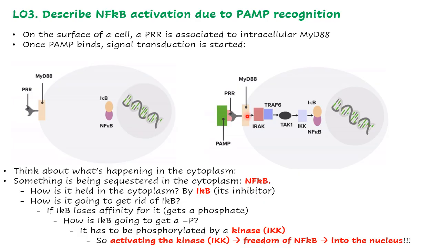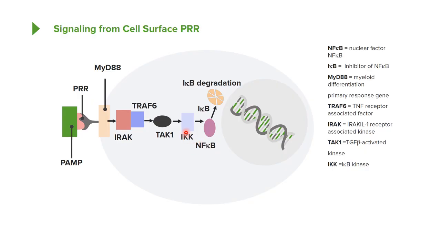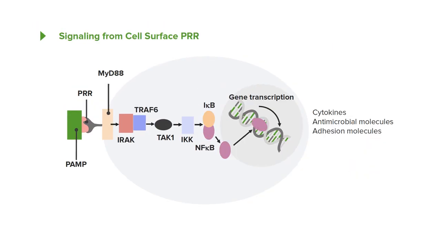Then you get the signal. Signal transduction. Activation of a kinase. What kind of kinase? Inhibitor of kappa B kinase. This kinase is going to go to the inhibitor of kappa B and phosphorylate it. When you phosphorylate the inhibitor, it is going to dissociate from NF-kappa B. So now NF-kappa B is not being held in the cytoplasm anymore. It is going to be free to go into the nucleus and do its job. I'm going to stop here. So up to this point, you have PRR activation, signal transduction, activation of the kinase, phosphorylation of the inhibitor, and freedom of NF-kappa B.